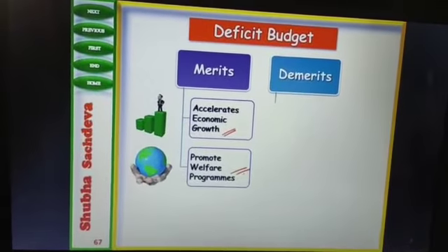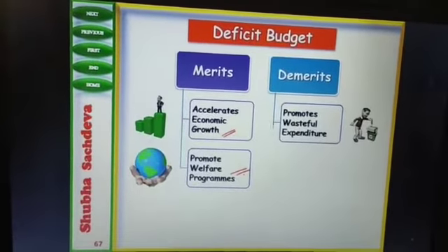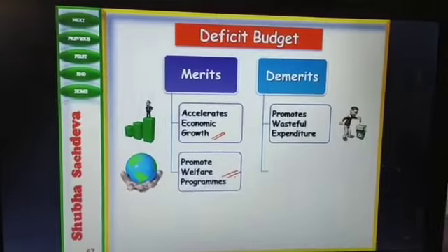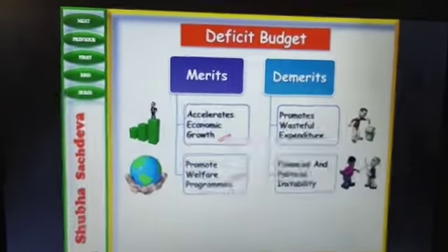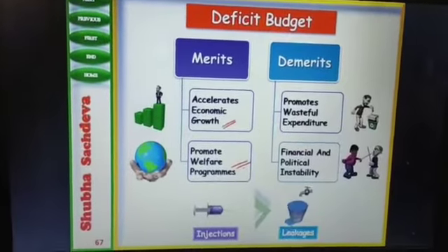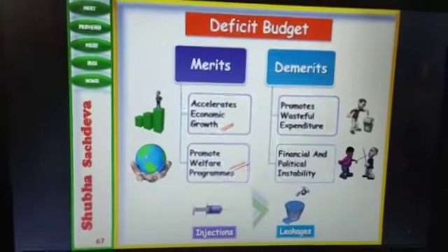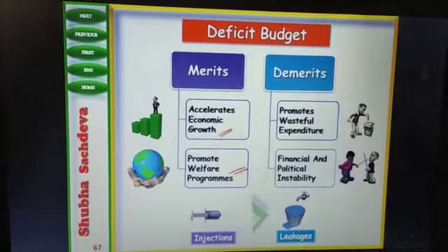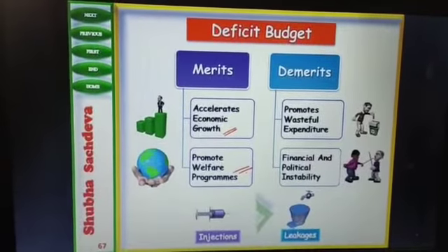Demerits of this are, it promotes wasteful expenditure because sometimes government does more expenditure that is even wasteful, and there is financial and political instability because injection is more and leakage is less. So financial and political instability is there. So I hope this topic is clear to you.